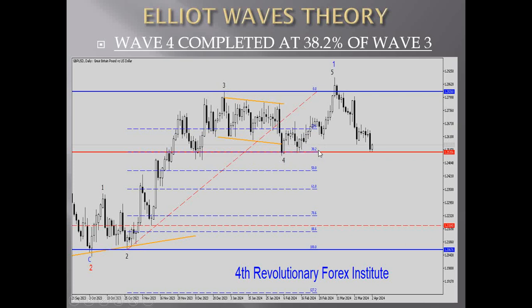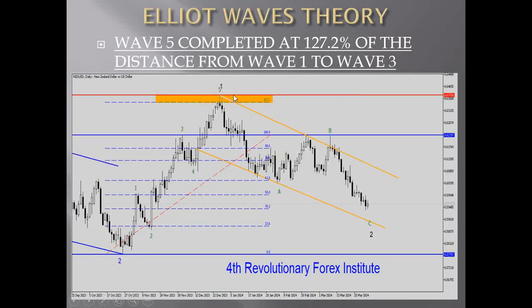And in this case, you can see that wave 4 was completed exactly at 38.2% of the distance of wave 3. So when we speak of distance of wave 3, we put hundreds at the start of wave 3, and then we put our 0 at the end of wave 3. Now let's go to wave 5.